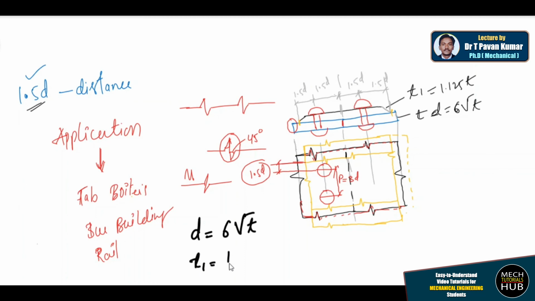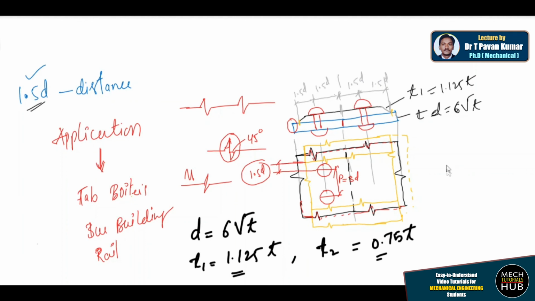T1 is equal to 1.125 T, useful in case of a butt joint. T2 is equal to 0.75 T. T1 and T2 are not at all helpful for a lap joint. They are useful for a butt joint whenever you are dealing with straps. If it is a single strap, T1 is enough. If it is a double strap, T2 is enough.